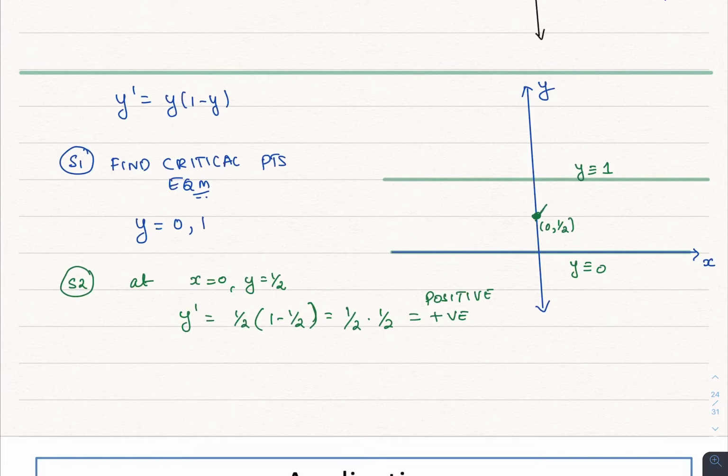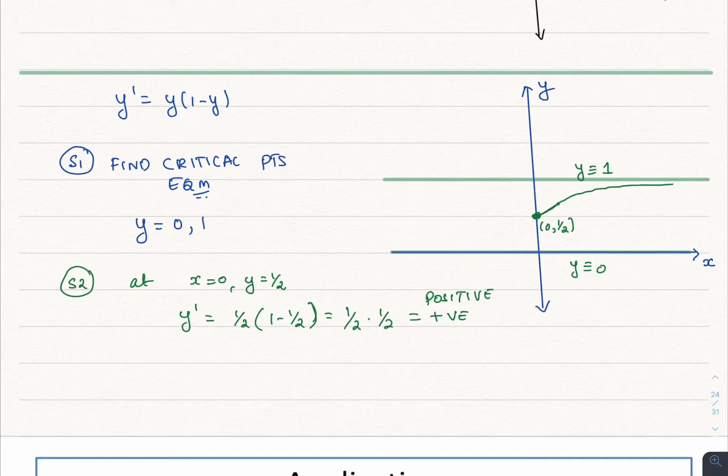As long as I'm here, the derivative is still going to be positive, because this number is greater than 0 and this number, 1 minus y, is still positive since y is less than 1. So it's going to go up, go up, and keep on going. The solution is going to keep on going like that.